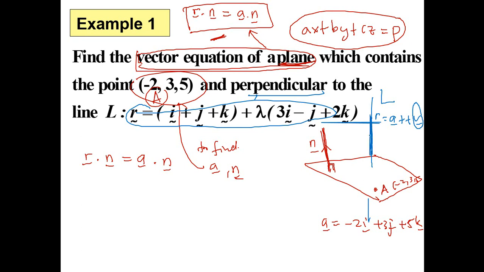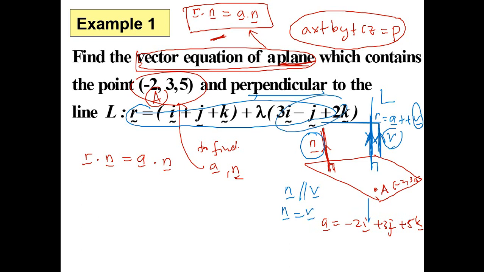So this is also v, or v is outside the line but parallel to the line. This is v. When line L is perpendicular to the plane, from the diagram we can see that vector n is also perpendicular to the plane. So the connection between vector n and vector v is that n is parallel to v, or we can say that vector n is equal to v.